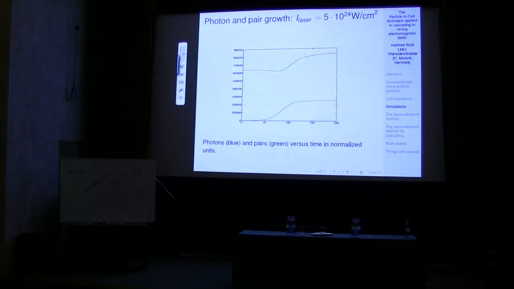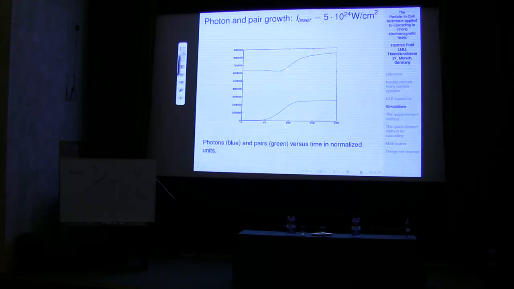Okay, and here's the pair production as a function of time. This is in arbitrary units down here. At the start of the simulation, there were only photons, 600,000 in normalized numbers. Then as time progresses, the photon number first depletes a little bit. And then at about 100 time steps, the two laser pulses meet each other, and then pair production really sets in.